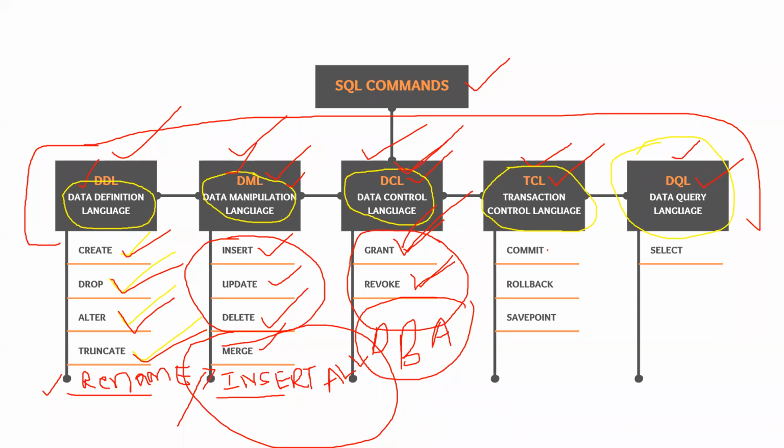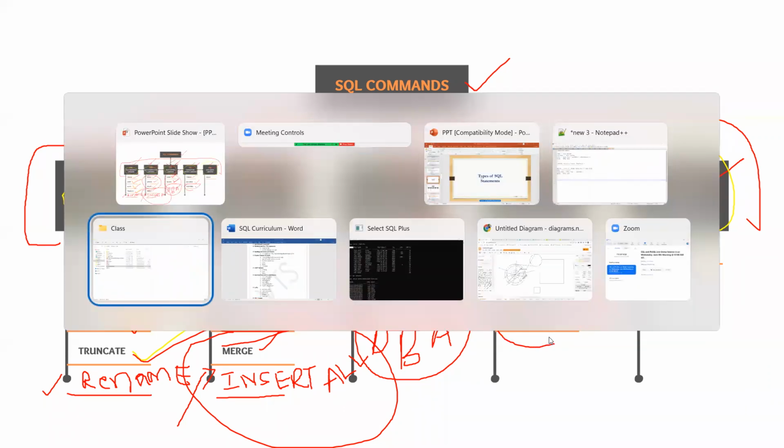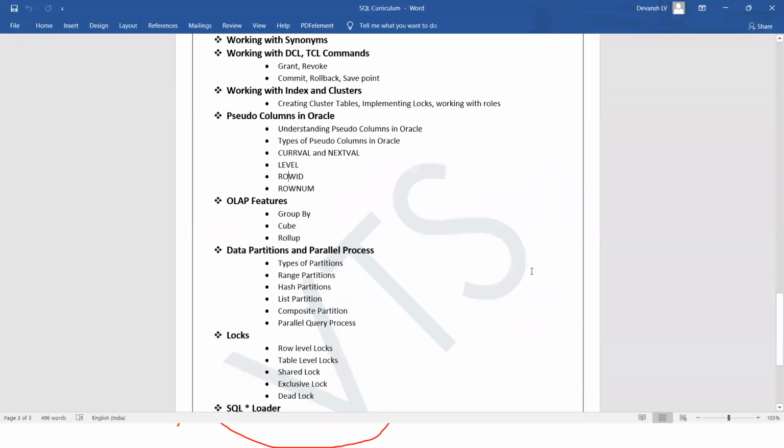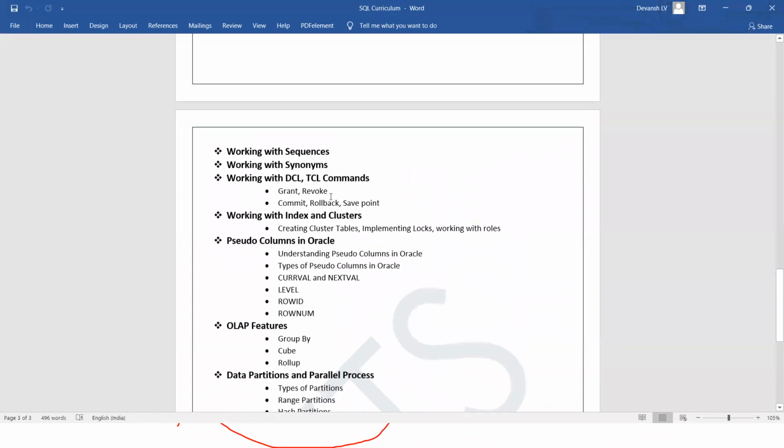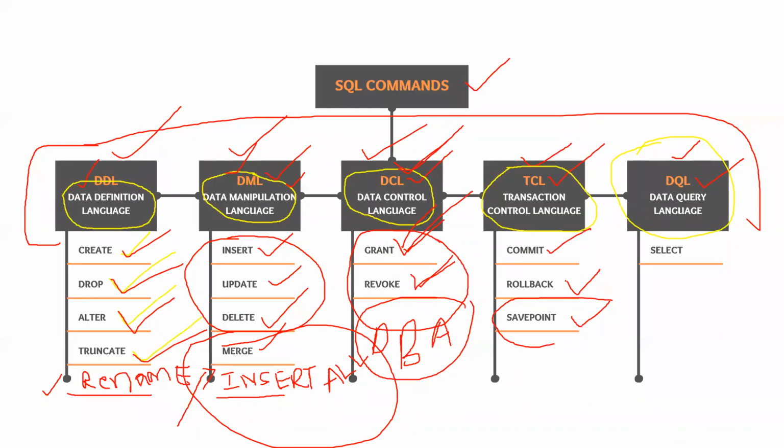Transaction control language: you already know commit and rollback. Savepoint will be discussed in the advanced concepts. DCL and TCL we have as separate concepts, we can discuss that. Next, data query language. Already you know, and anyhow we will discuss again.